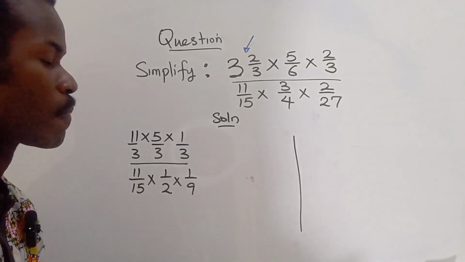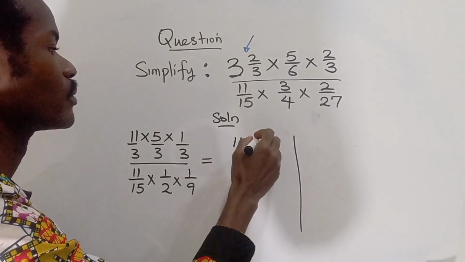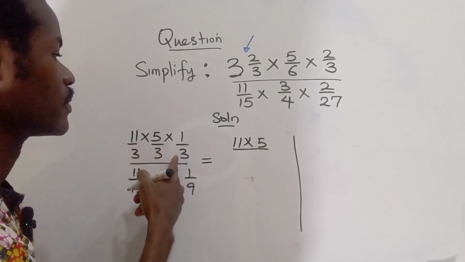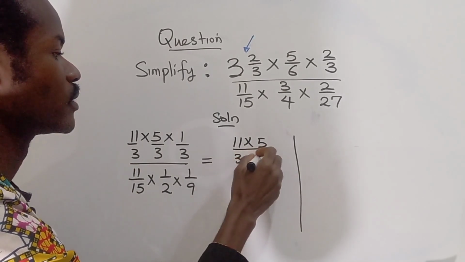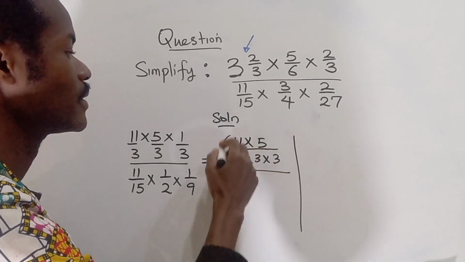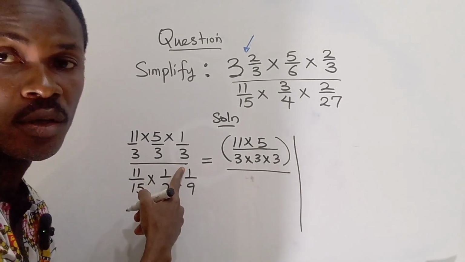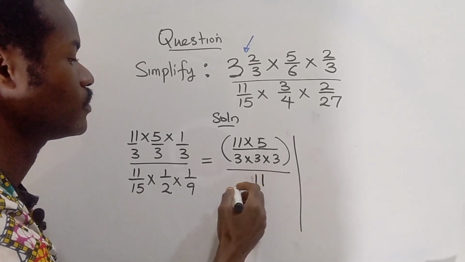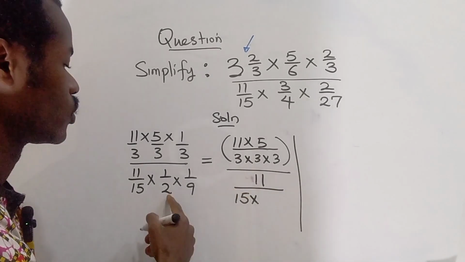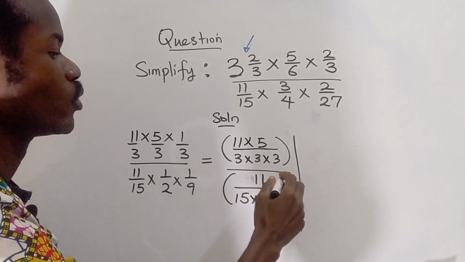Okay, from this we can solve further. How do we solve further? Well, let's write 11 times 5, and this is 3 times 3 times 3. All that divided by 11 times 1 times 1, which is 11. So divided by 15 times 2 times 9.